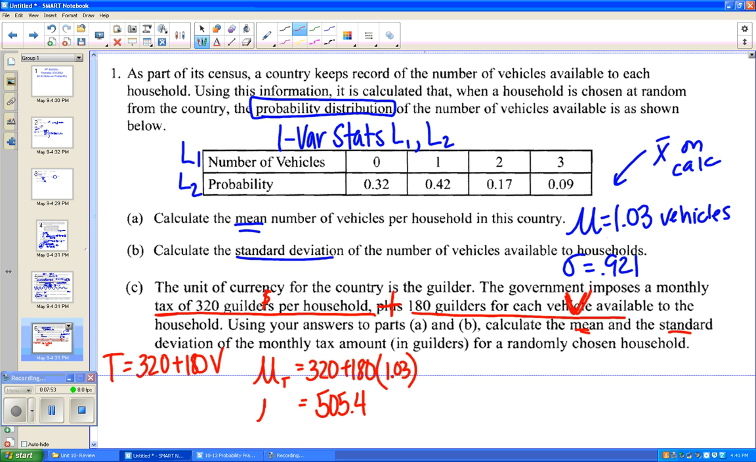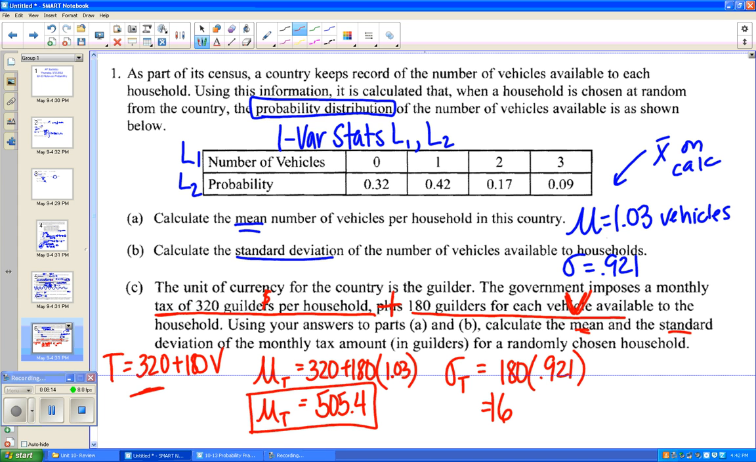That's your new mean. And then standard deviations you should always be a little bit wary about. Remember, standard deviations are not affected by addition. So what we can do here is not the 320, just the 180, and then the V here that we're going to use is the standard deviation of the number of vehicles. So we got that from part B, and you should get here 165.84.